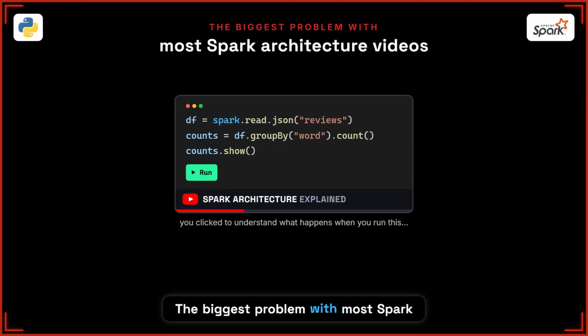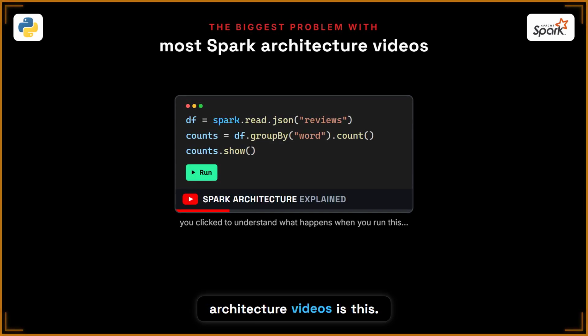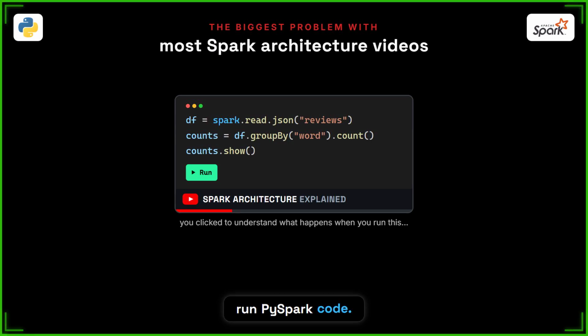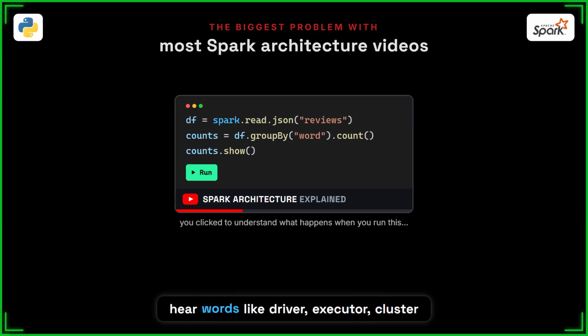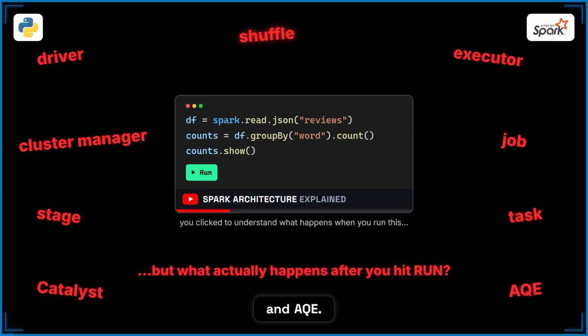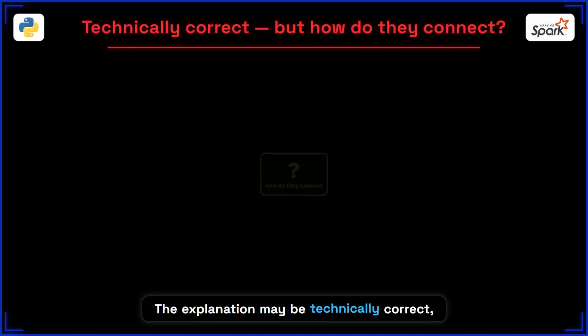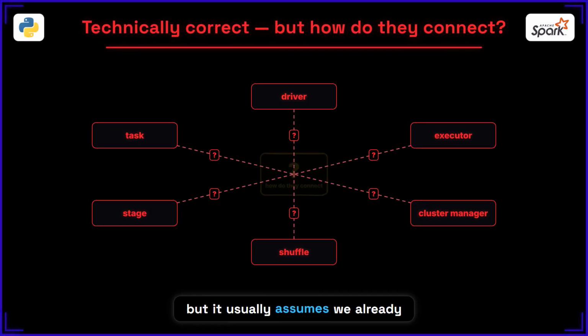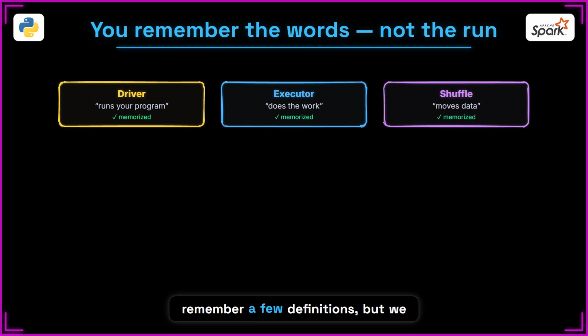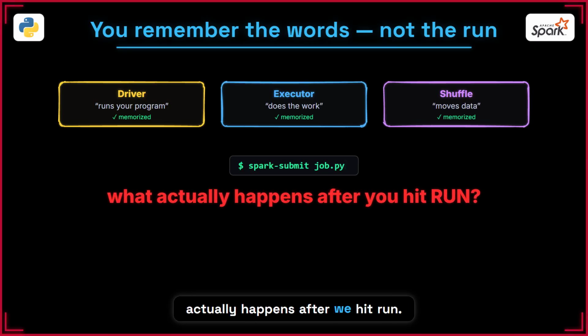The biggest problem with most Spark architecture videos on YouTube is this. We click the video because we genuinely want to understand what happens when we run PySpark code. But within a few seconds, we hear words like driver, executor, cluster manager, job, stage, task, shuffle, catalyst optimizer, and AQE, etc. The explanation may be technically correct, but it usually assumes we already know how all these things connect. So by the end, we may remember a few definitions, but we still do not clearly know what actually happens after we hit the run button.